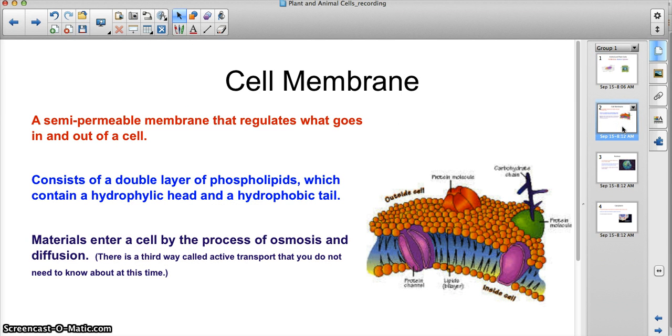The cell membrane, we've talked extensively about that. Just some points of emphasis. It's a semi-permeable membrane, and what it does is regulate what goes in and out. So that's an important detail to know. It consists of double layers of phospholipids, and those are going to contain a hydrophilic head and a hydrophobic tail. Remember, hydrophilic head, because the head portion of that phospholipid is going to face the water. The tail is going to face away. Those two layers go back to back.